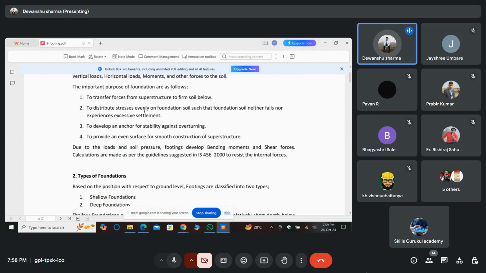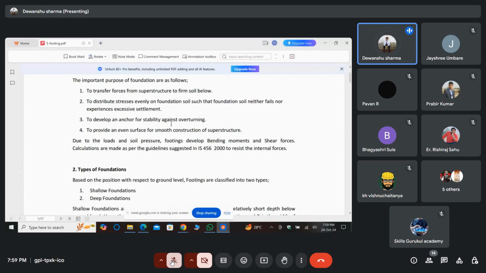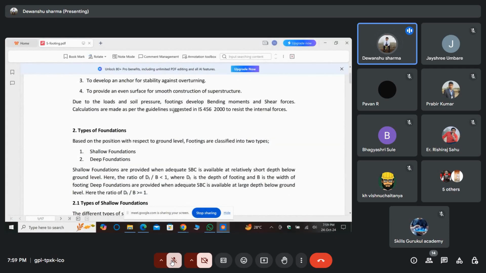Because if soil settles or fails, our superstructure also fails, no matter how large the size of the column or beam or other elements provided. If the soil or substructure, that is the foundation, or we may say the footing, fails, our superstructure may collapse. A footing is provided to develop an anchor for stability against overturning, caused maybe due to wind or earthquake, and to provide an even surface for smooth construction of the superstructure.